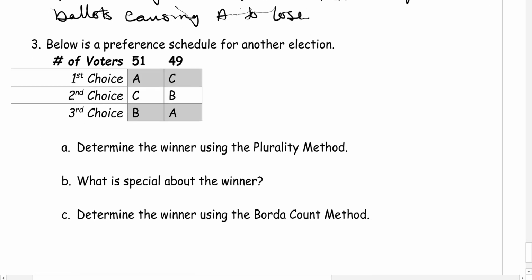And in our last example, we have a new preference schedule. And so we want to determine the winner using the plurality method. And so A has 51 first place votes and C has 49. So A wins. And what's special about this winner is that they have the majority of the first place votes.